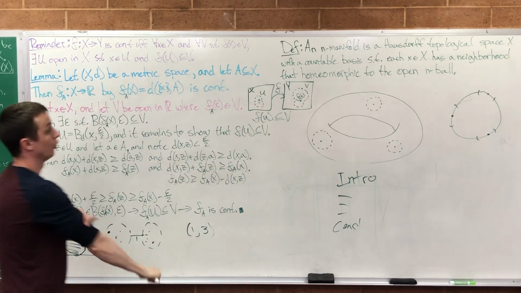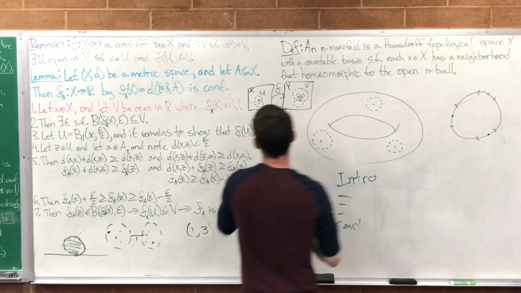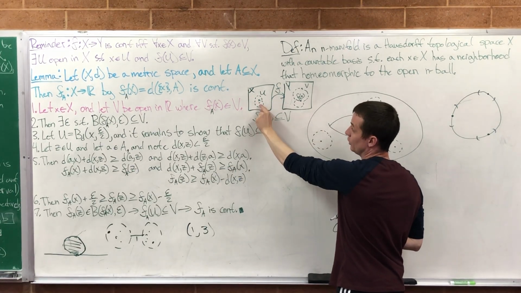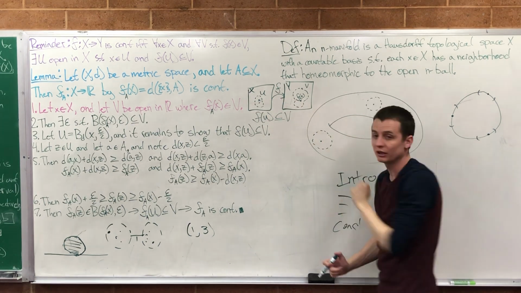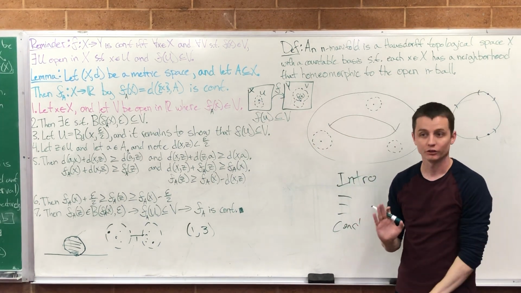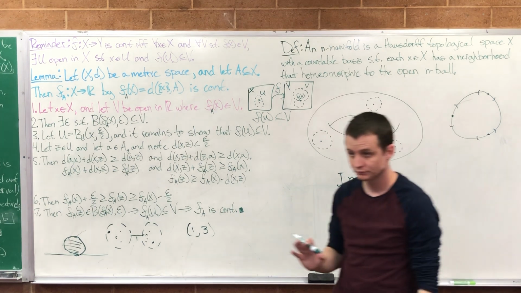Okay, so what's my job now? My job now is to find this U that's an open set containing x, such that f of U is a subset of V, and we're done. So that's where I'm going from here. With me?